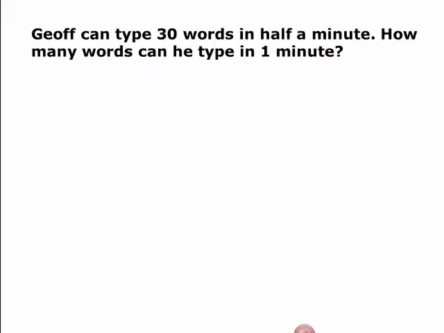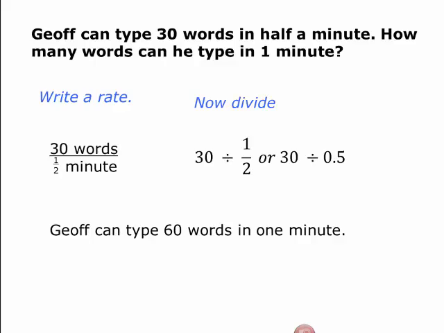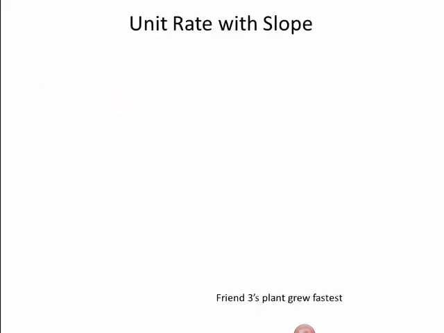Alright, so Geoff can type 30 words in half a minute. How many words can he type in 1 minute? So the first half of the problem gives us our rate, 30 words in half a minute. Now, to solve this for 1 minute, you would divide 30 by 1/2. That's not the same thing as dividing 30 by 2. So you would do 30 divided by 1/2, and you would get 60 words in 1 minute.